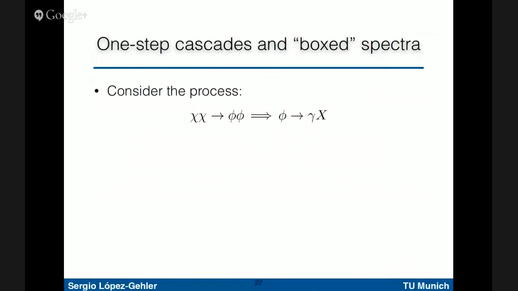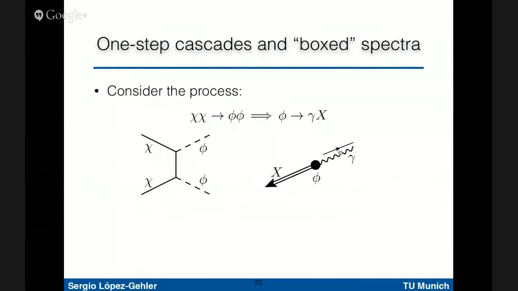Now I want to talk to you about the gamma ray boxes, which is the highlight of my talk. So I'm going to show you first the mechanism of generating these gamma ray boxes. And as I said in the title of my talk, we're considering cascade processes. So I'm going to consider the process in which two dark matter particles annihilate into two intermediate states, phi, and then this phi decays into a gamma ray and another particle X, just for generalizing. This could also, again, be a photon.